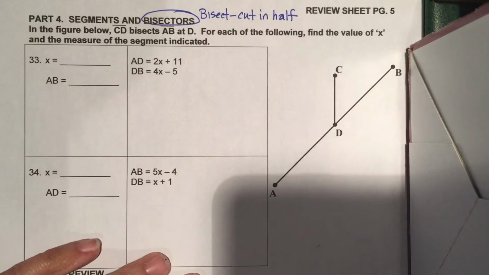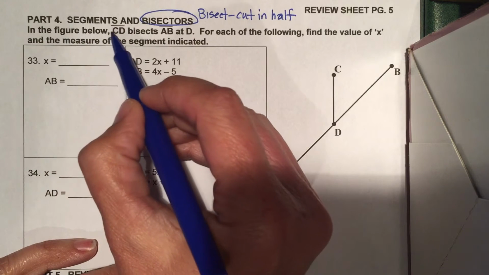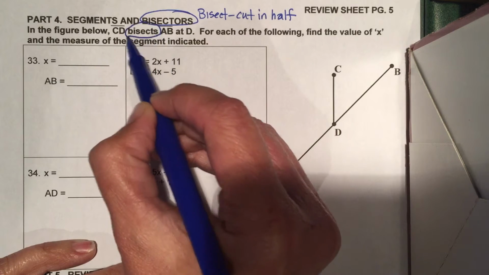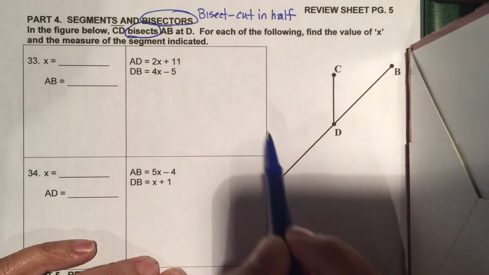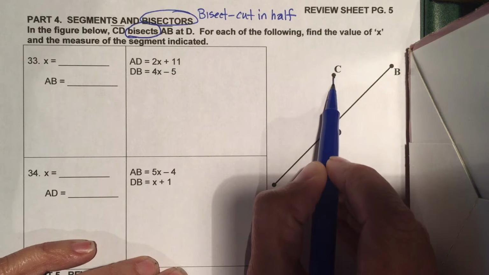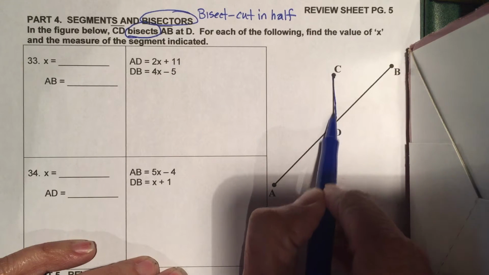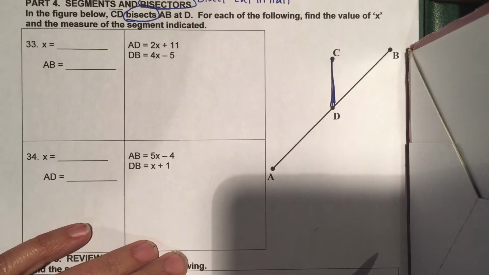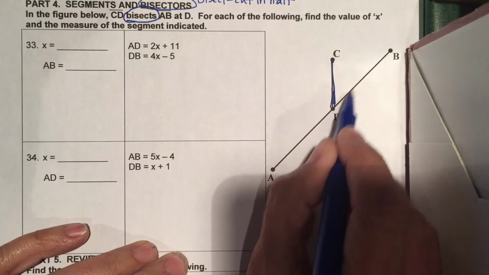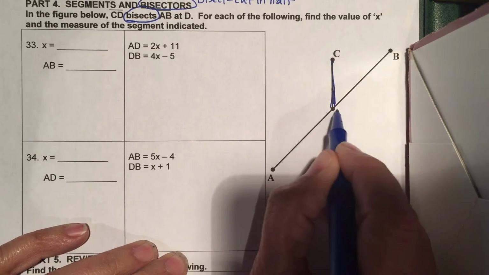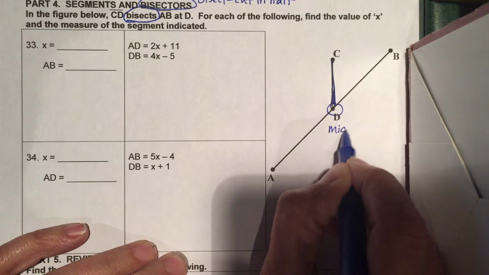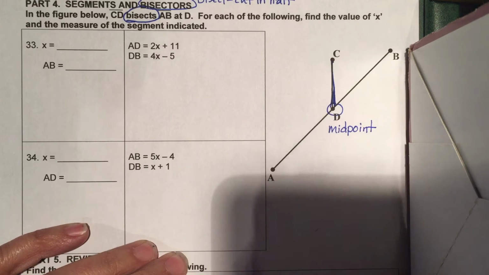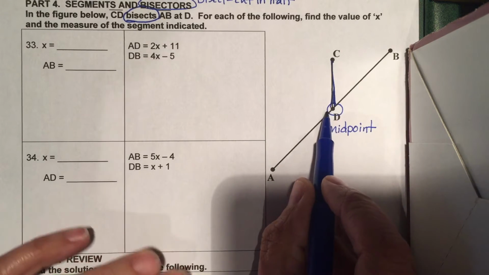So if you read this statement at the top, it says, in the figure below, segment CD bisects AB at point D. What that means is this segment right here, CD, cuts AB in half at point D. Now, since CD cuts AB in half at D, that means that D is the midpoint of the segment. If I'm cutting the segment in half, wouldn't it make sense that I was going through the middle point? So D is the midpoint.